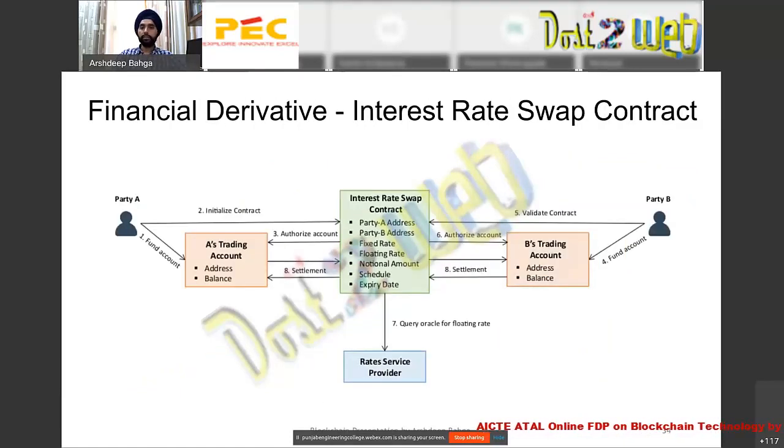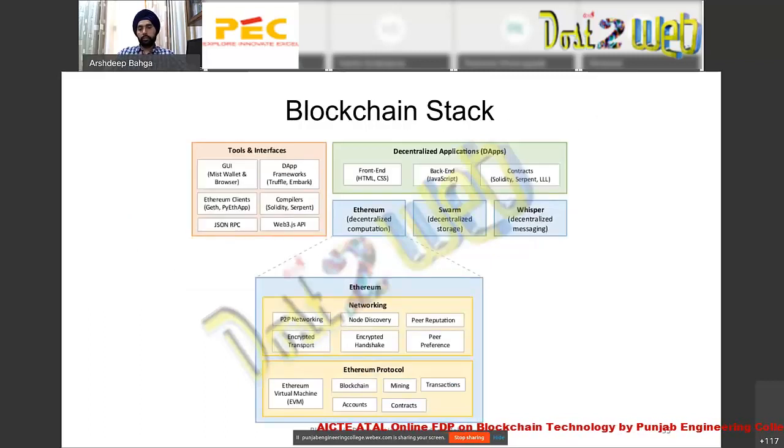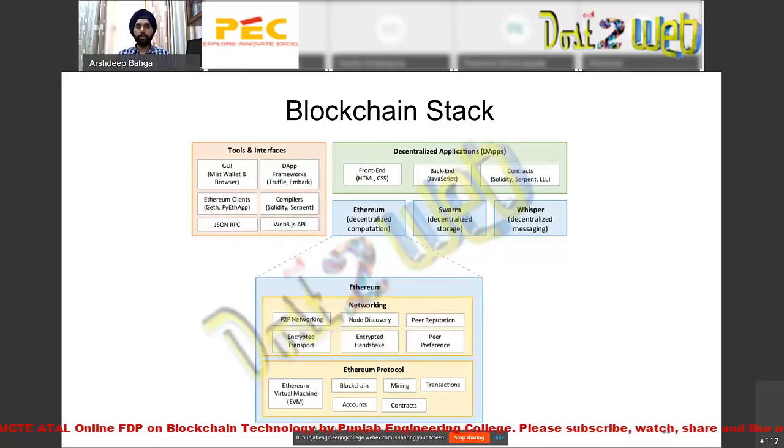Then there are other applications, like financial derivative instruments, which can be programmed on the blockchain network. Now coming to the blockchain stack, we discussed the Ethereum blockchain network, which is one part of the blockchain stack. Ethereum is basically a decentralized computation platform where we deploy our smart contracts, and these contracts can be used for various types of applications. We program our application logic within the smart contracts and deploy it on the Ethereum network.